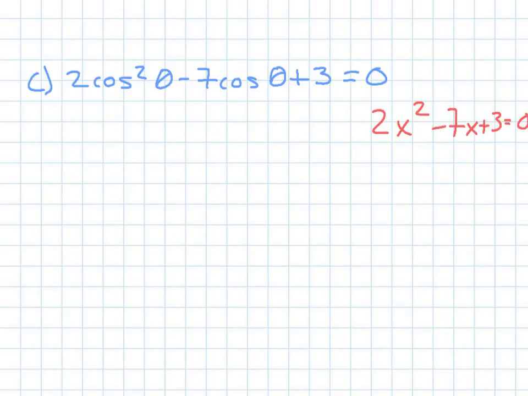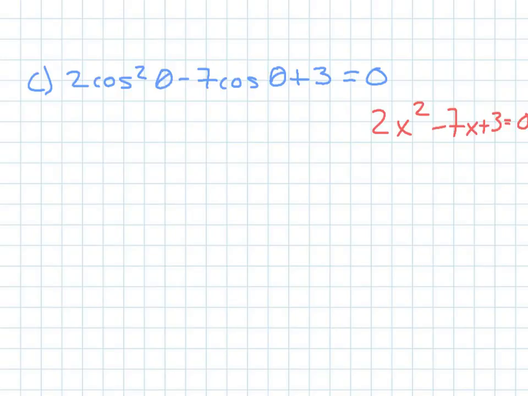If you think about what you would do for that problem, you would probably defoil or factor and then try to solve, because you'd have 2 parentheses that you'd split up and set them both equal to 0 and solve. So do the same thing you would for 2x squared minus 7x plus 3 as you would for 2 cosine squared theta minus 7 cosine theta plus 3 equals 0. So let's do that.